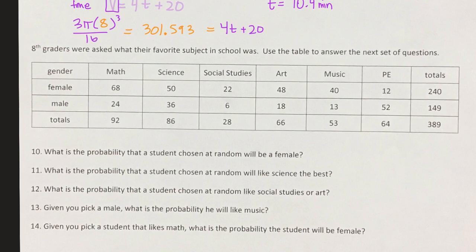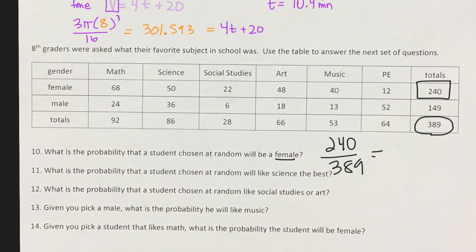So here we have a chart. This is conditional probability. So we're figuring out how many kids we have divided by the total number of kids. Okay, so there are 389, that's the total number of students. So what's the probability that it's going to be a female? So we have 240 total females divided by 389 total students. Okay, so we do 240 divided by 389. We multiply that by 100 and we get 61.7% of these students were girls.